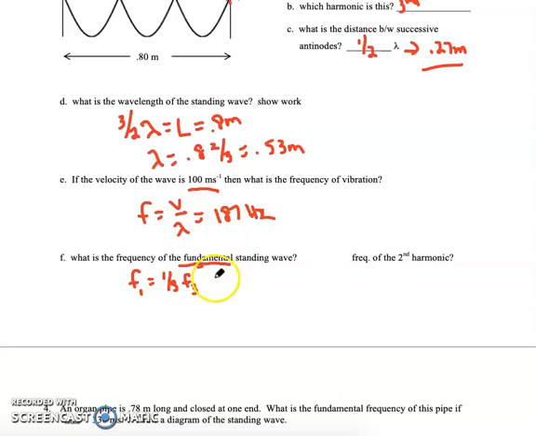So 1/3 of 187 is 62.3 hertz. And the second harmonic, I could try to do it in terms of a fraction of this. It's easier just to say the second harmonic is double the first harmonic, and so we get 125 hertz. It's not the only way you can do it. You could try to do it as, I believe, 2/3. All right, let's move on.